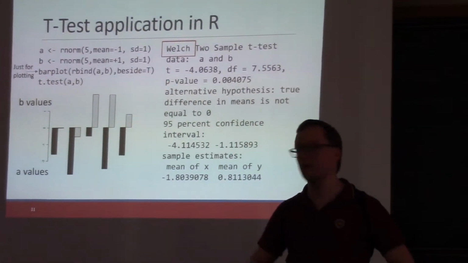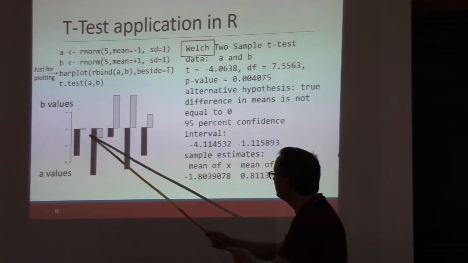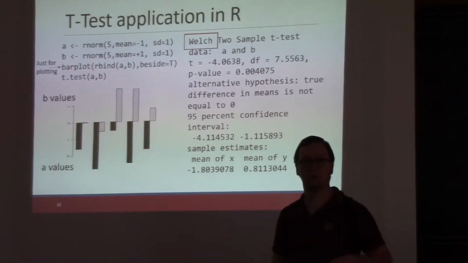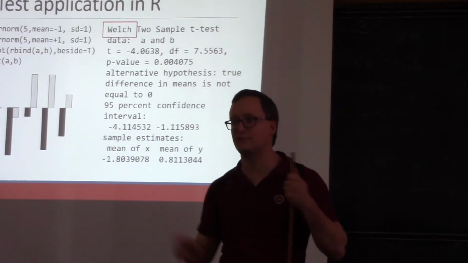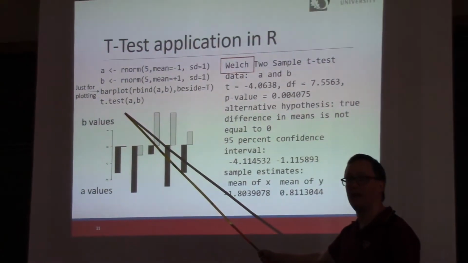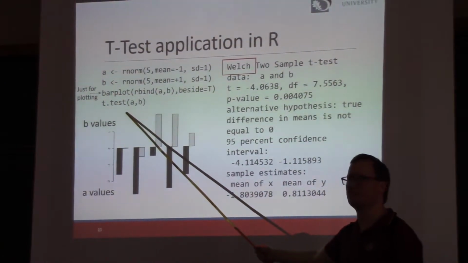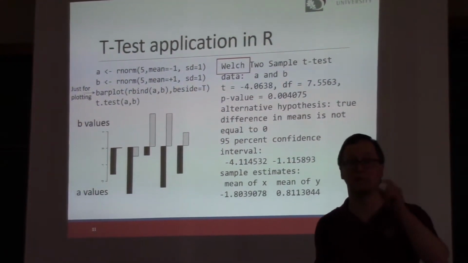And you can also see that the B values are mostly positive, but some of them are very slightly negative. Okay, this is just the luck of the draw. If you run this code 1,000 times, you get 1,000 different sets of values. Now we want to run a t-test on them. And the function for doing this in R is straightforward. t.test, A comma B. That's the simplest kind of call.